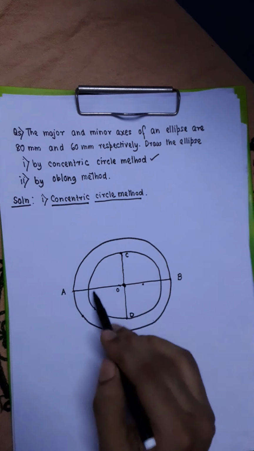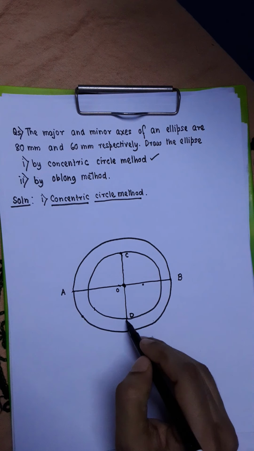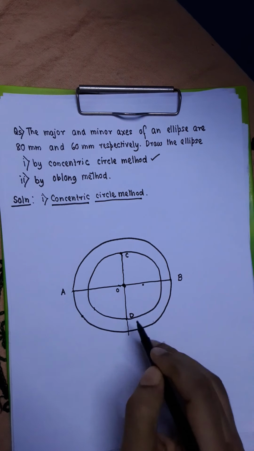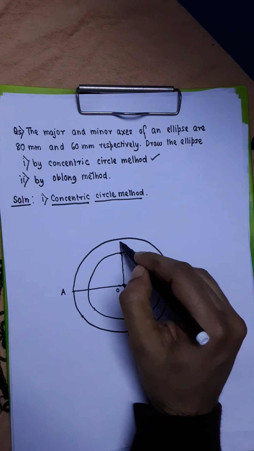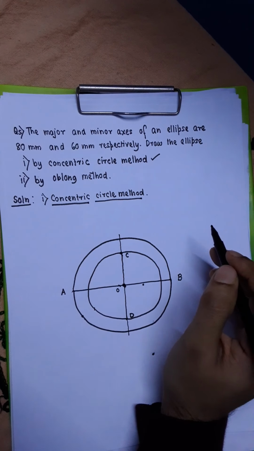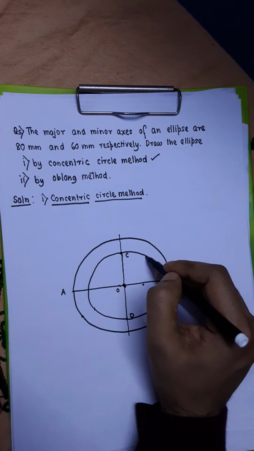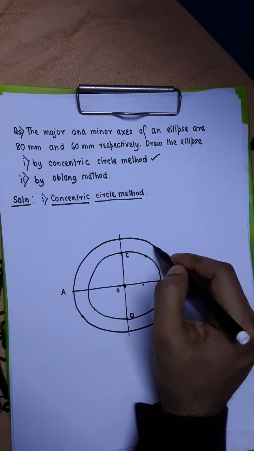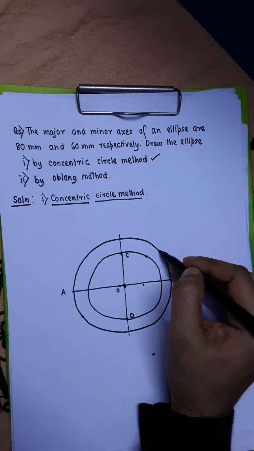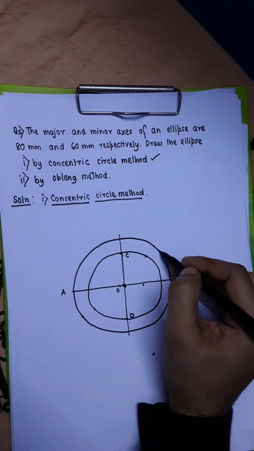So before dividing both the circles into 12 equal parts, let us do one very small and insignificant construction. Let us extend the minor axis to intersect the larger circle. Now from now on, this smaller circle, which has been drawn with the minor axis as the diameter, I will refer to as the minor axis circle, and the larger circle, which has been drawn with the major axis as the diameter, I will refer to as the major axis circle.